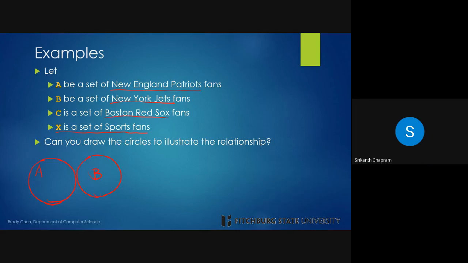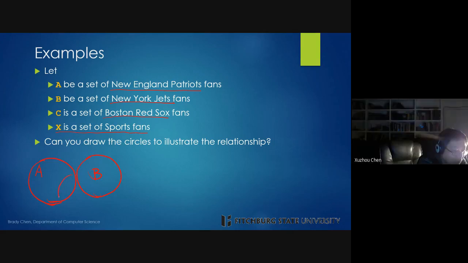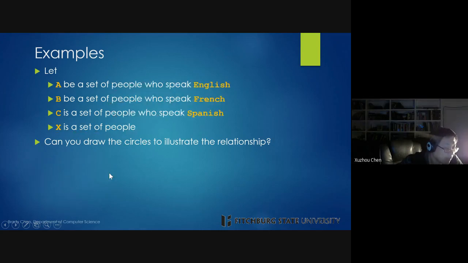C is also disjoint. I think C could be like this, but probably there is a big overlap with A, but a small overlap with B, right? It's still possible for whatever reason. Some people live in Boston, but I don't know, they could be a New York Jets fan and a Boston Red Sox fan. Could be.